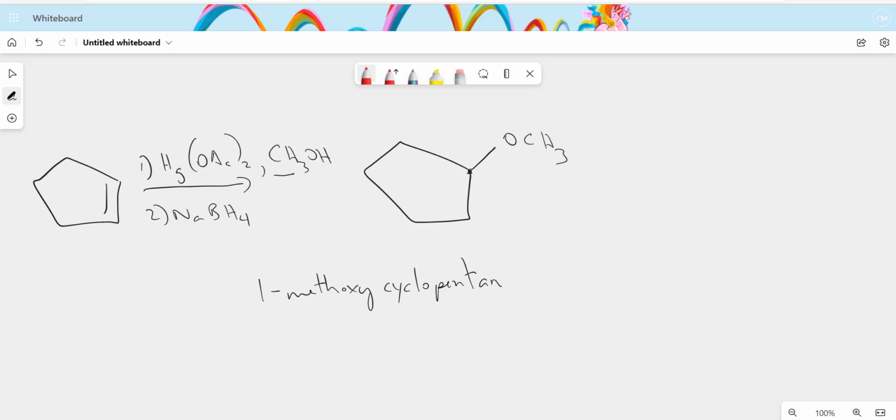It's not completely necessary to put the 1 out front since there's no other substituents on the ring, but I like to do it because it just reminds me that I should be numbering everything, and just in case there are other substituents, I don't want to forget to number everything that's on there.